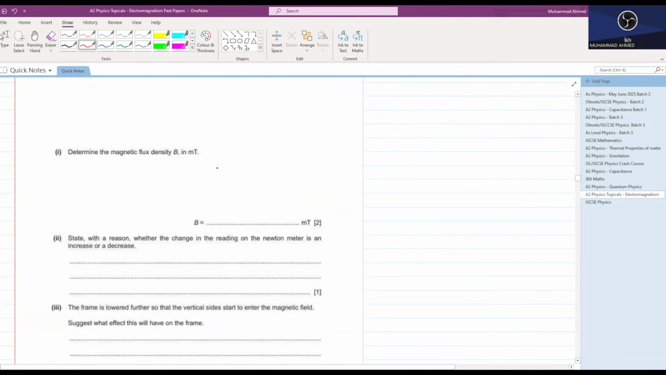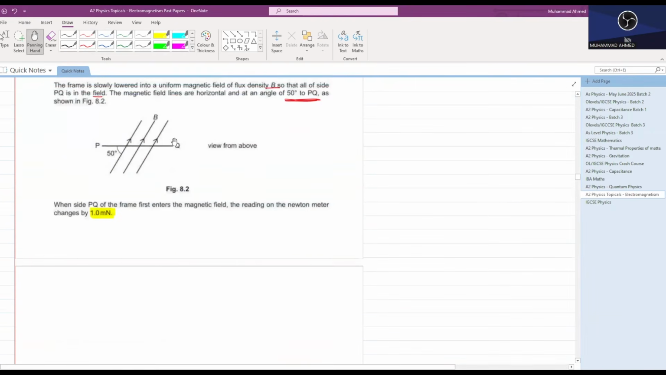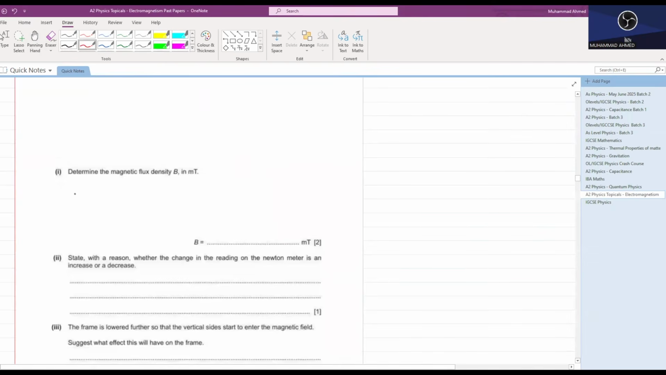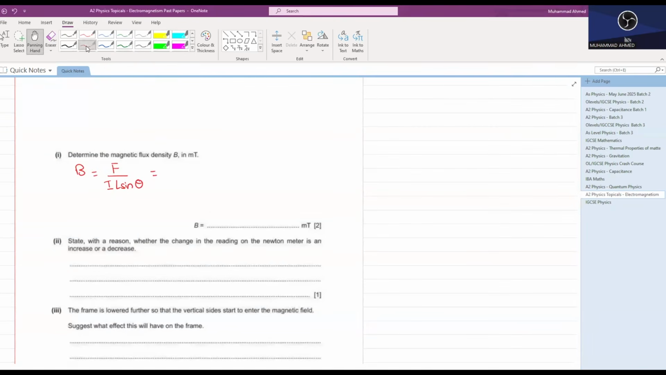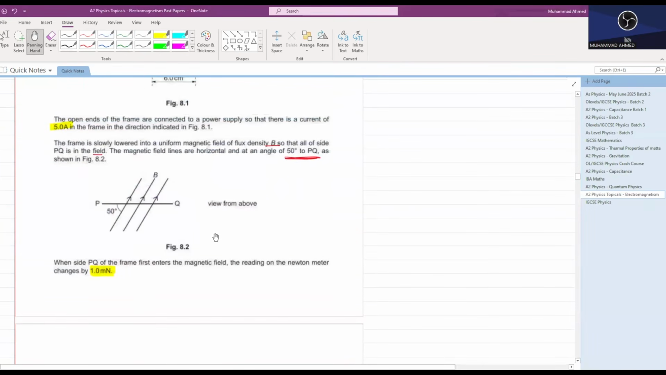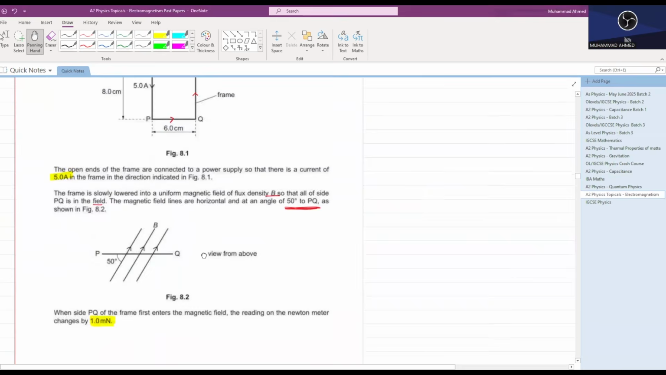So for magnetic flux density at an angle, see the wire is at an angle. It is not completely perpendicular to the magnetic field. So whenever the wire is at an angle, your magnetic flux density is equal to F divided by IL sine of theta. What is your force here? 1 into 10 raised to the power of minus 3. What is your current here? 5. What is your length here? The length here is 6 centimeter.